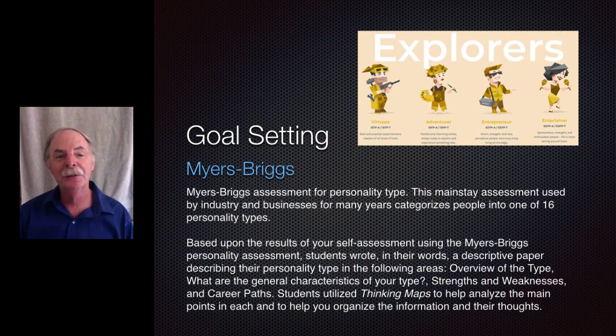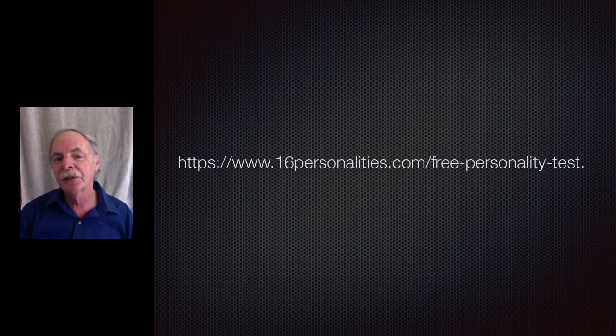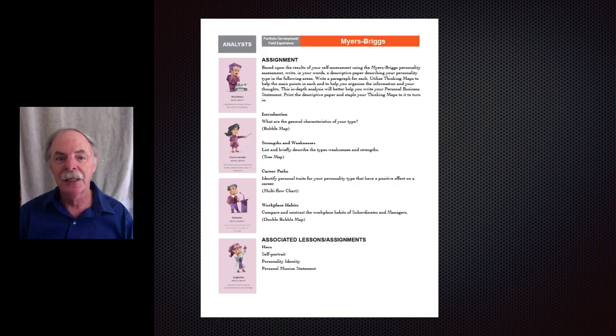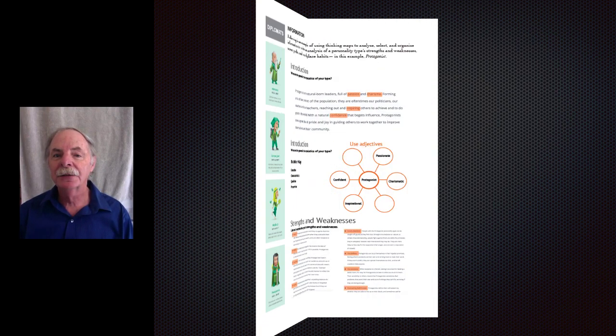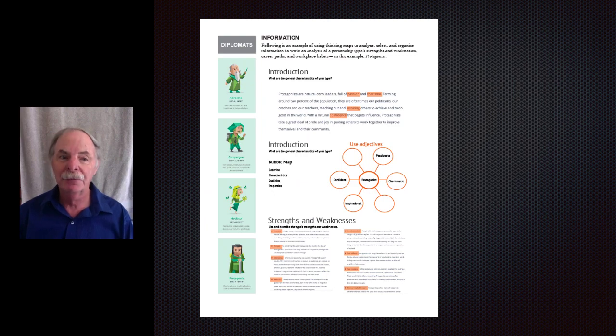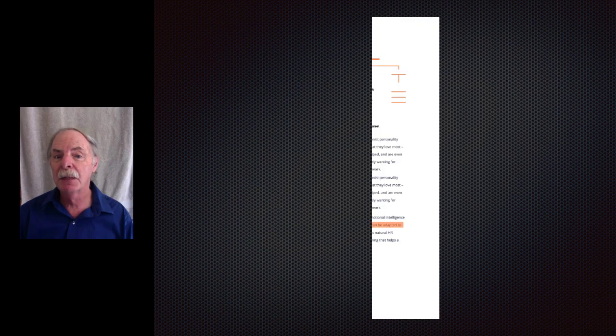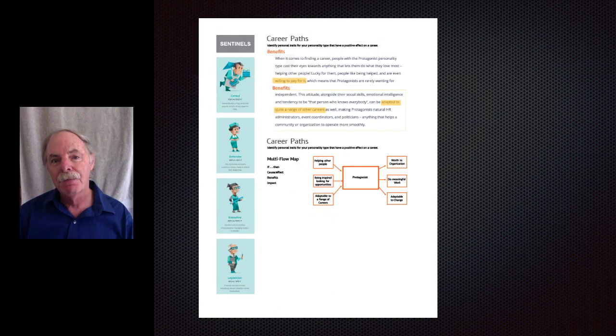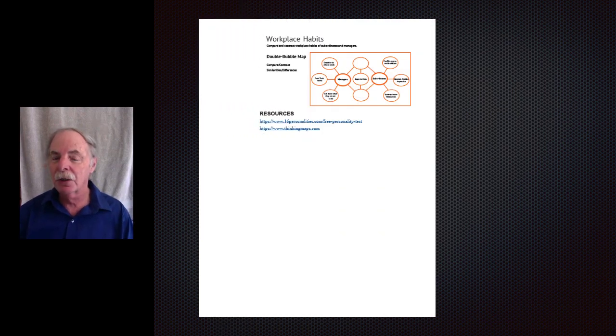A wonderful fun site is 16personalities.com/free personality test. With the results, one of the 16 personalities, students write an analysis of their type they were identified as. They use thinking maps to aid them in their writing. They describe 4 assessment areas: general characteristics, strengths and weaknesses, career paths, and workplace habits.